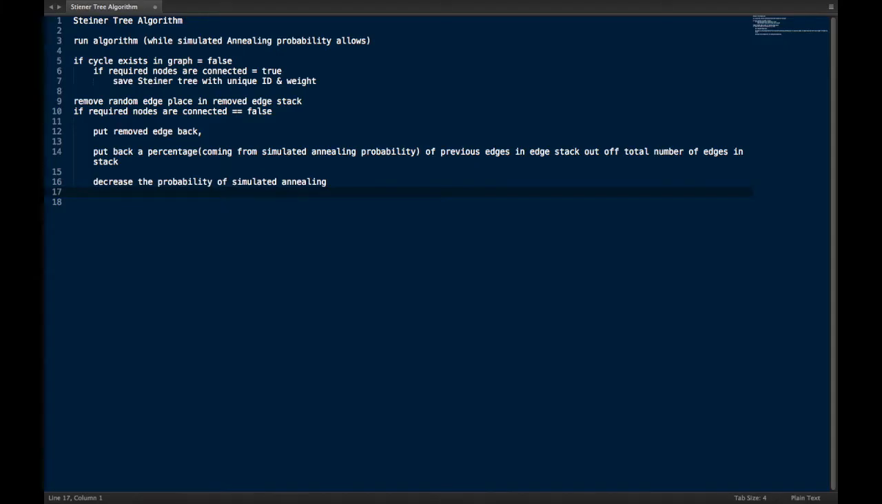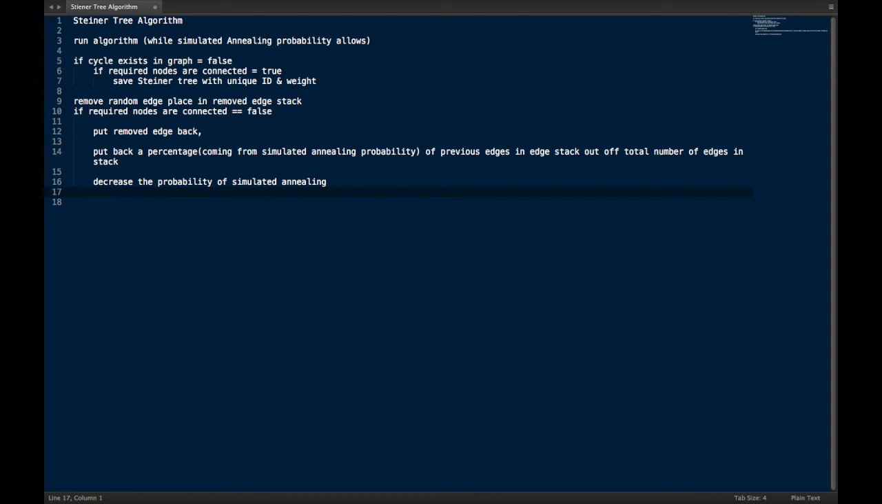Our Steiner tree algorithm uses a process called simulated annealing. If you look at the pseudocode, I'm going to explain it later with an example, but first, we run our algorithm keeping track of the annealing probability. If a cycle exists in the graph equals false, and if the required nodes are connected equals true, we save that specific Steiner tree with a unique ID and weight.